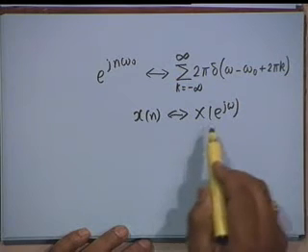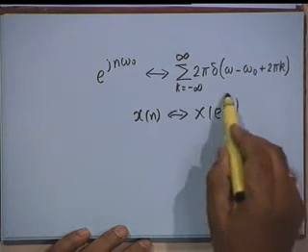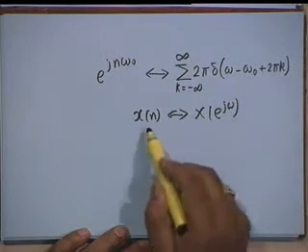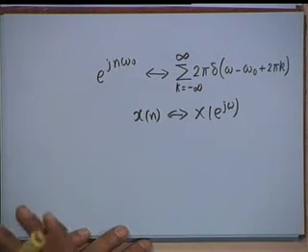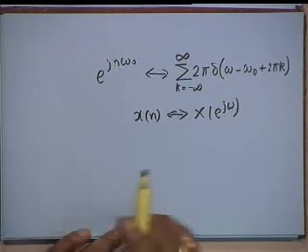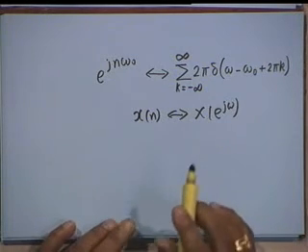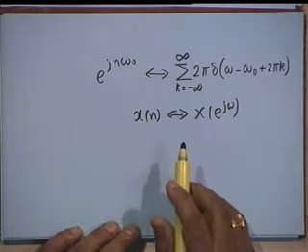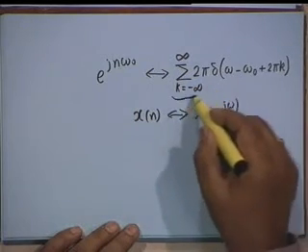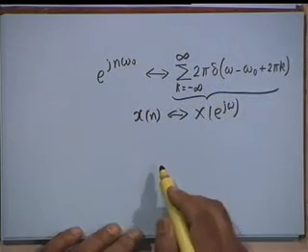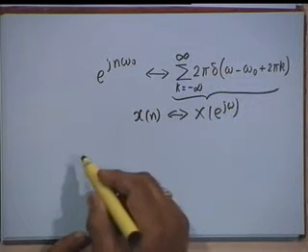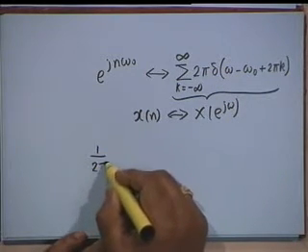That is, if you prove that the inverse Fourier transform of capital X is x of n, then this is good enough proof. Agreed? Because this is necessary as well as sufficient. It has to be a one-to-one transformation, and in such cases it is easier to find the inverse Fourier transform of this. What will be the inverse Fourier transform?